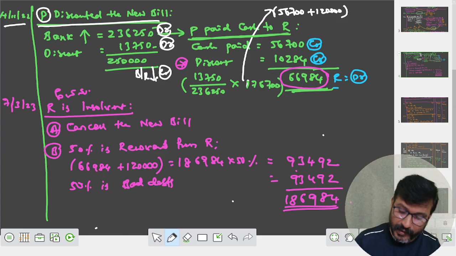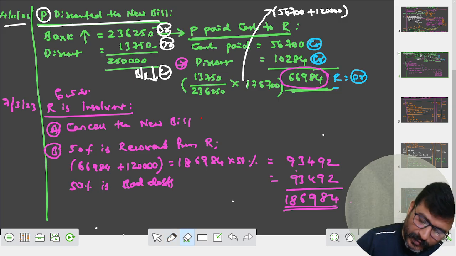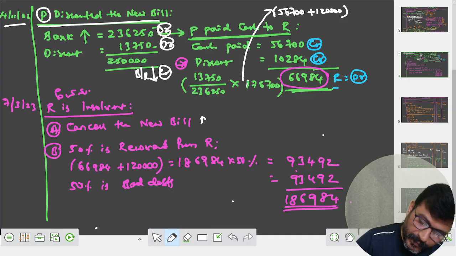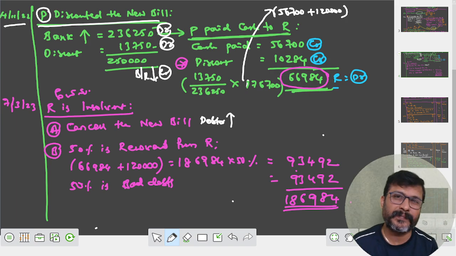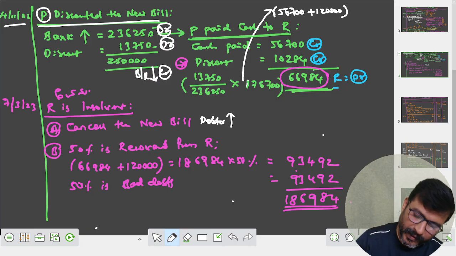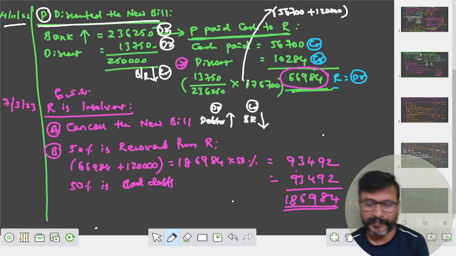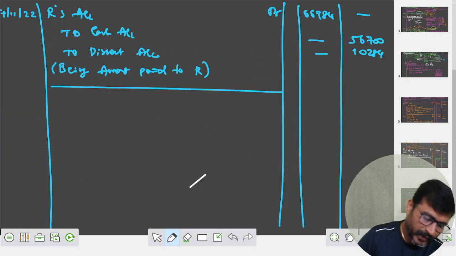Cancel the new bill. When the new bill is cancelled, debtor, who is debtor here? R. Debtor increased. The debtor is to be debited. BR decreased. BR is to be credited. Right? Now the journal entry will be on the same date.